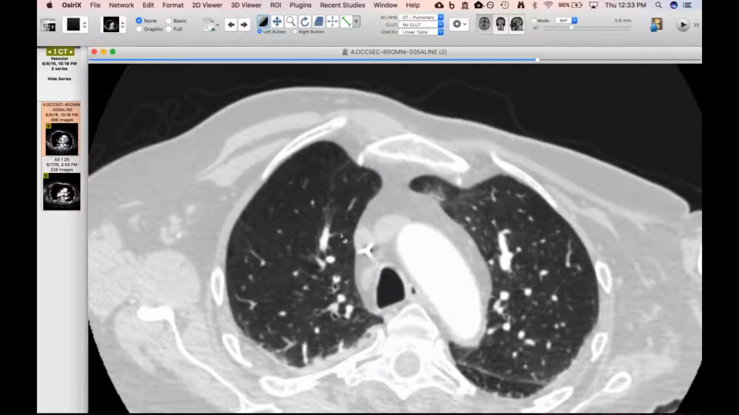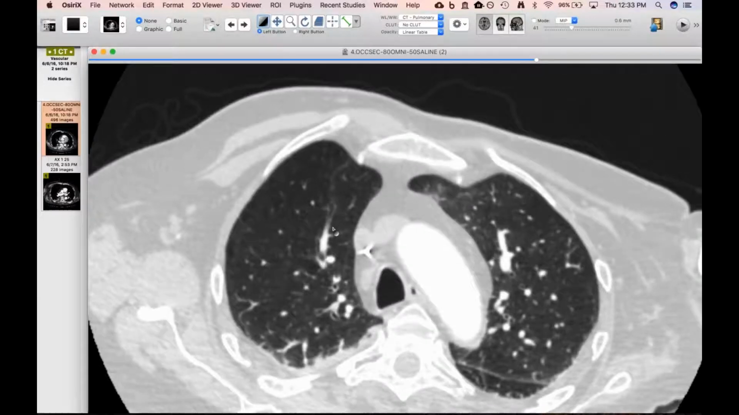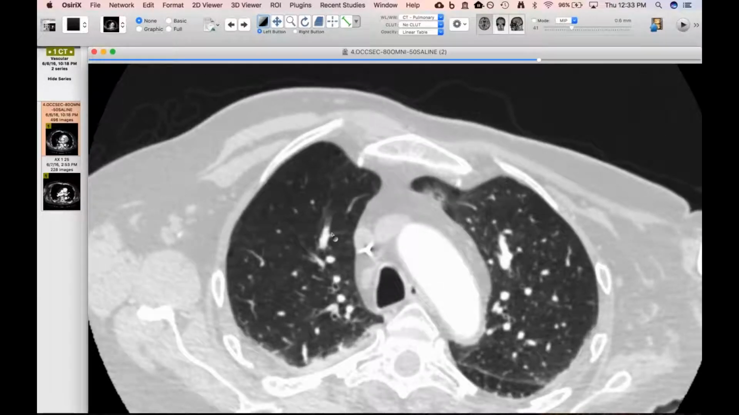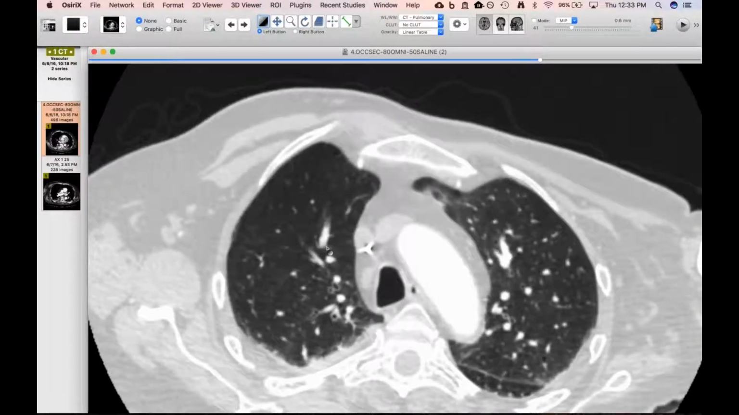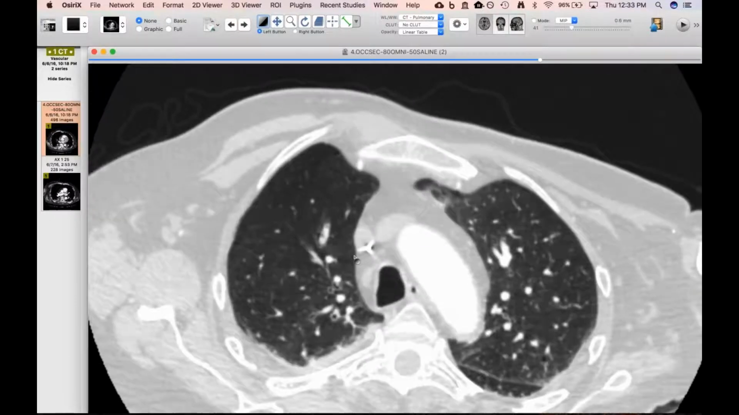What was the name of the sign, Howard, with the parallel bronchi? Yeah, this is like the double bronchus sign, but now the opposite, because you now have air in this pulmonary artery from just an injected air embolism, right next to the bronchus.